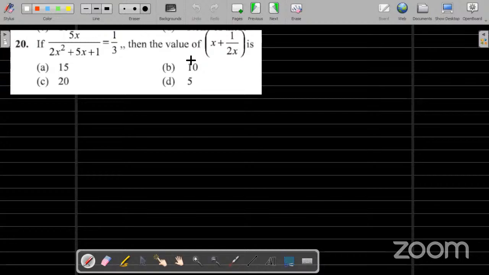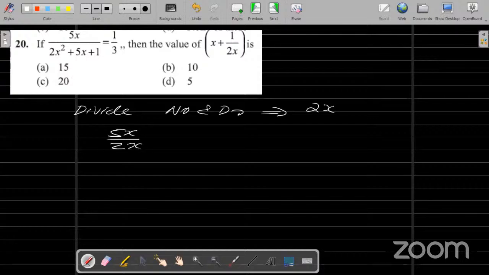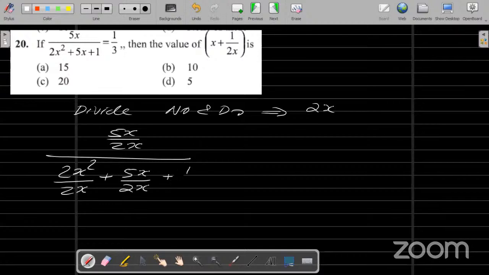5x by 2x square plus 5x plus 1 equals 1 by 3. Find the value of x plus 1 by 2x. So what we need to do is divide numerator and denominator of the expression with 2x. Each term in the numerator as well as in the denominator should be divided by 2x. 5x by 2x is the numerator now, divided by 2x square by 2x plus 5x by 2x plus 1 by 2x.